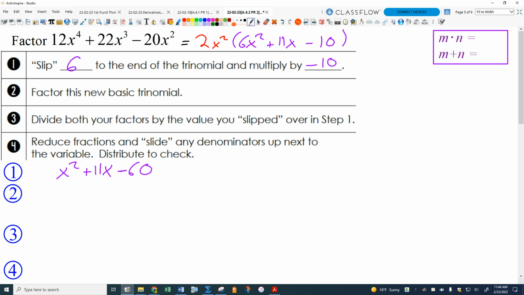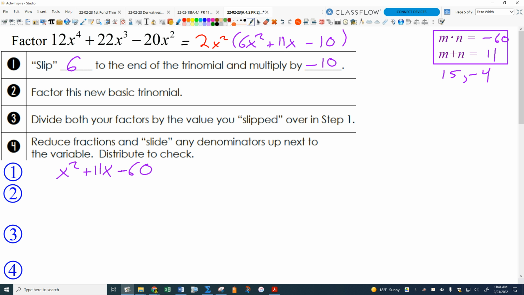So our magic numbers then, Casey, what do our magic numbers have to multiply to? Hey, too much talking. Please stop. Negative 60 and 11. Good. Multiply to negative 60, add to 11. You found the magic numbers. They were 15 and negative 4. Okay. Good. All right, we good?